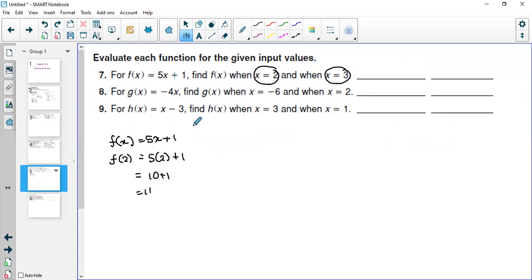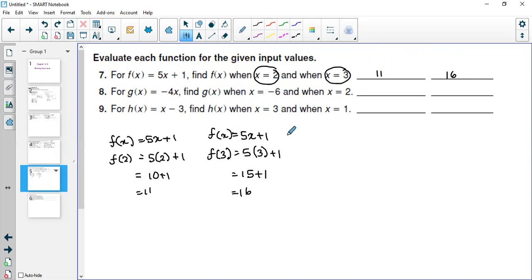So 5 multiplied by 2 plus 1, which is going to be 10 plus 1, which is going to be 11. The next time you will solve it with the same function, but you will only replace the number. So f of 3 equals 5 multiplied by 3 plus 1, which means 15 plus 1, which would give you 16. So the two answers we have here are 11 and 16. It's very easy to solve. All you need to do is replace the value which they gave and find the answer.